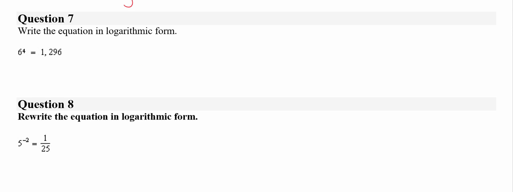Okay, this one says write the equation in log form. The formula is, if you have b to the x equals y, then you change it by writing the word log. You're going to move the base to be the base for the log, right? This big one becomes the little one. And then these two switch. So y was on the right side of the equation. Now it gets to be on the left, and x gets to be on the right.